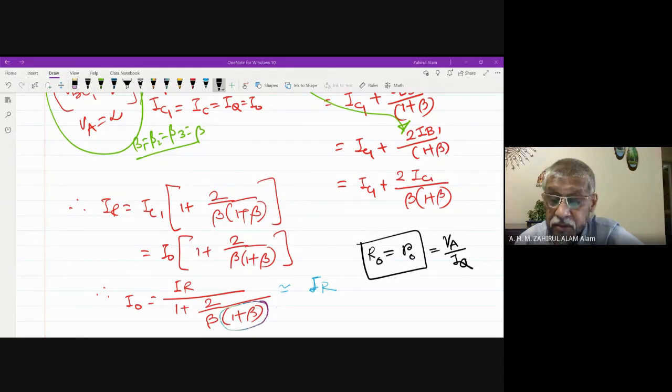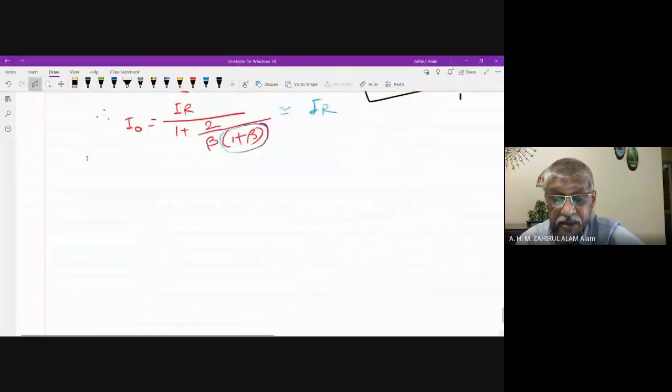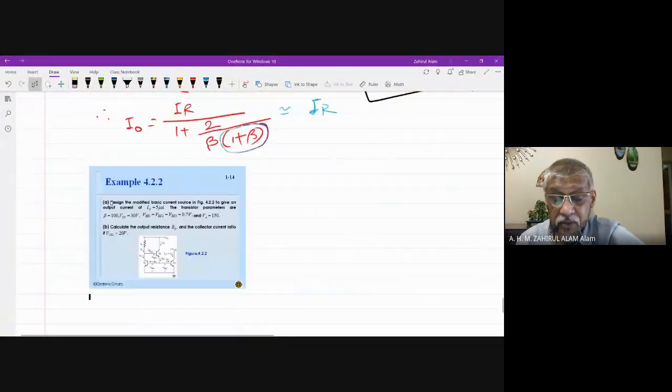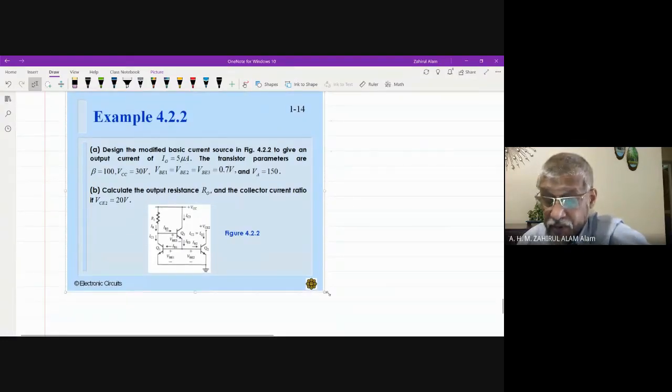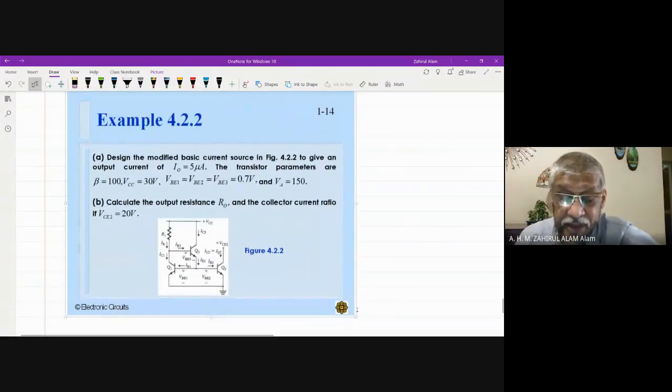So what is the problem? Now here, just copy this one, paste. So these are the same parameters, and we need to design. That means we need to find the value of R1.